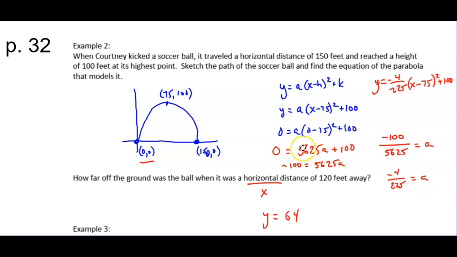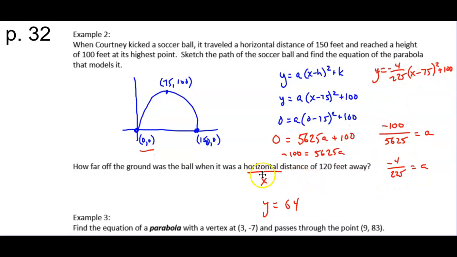So 75 squared is 5625, that attaches to A. 100 then gets subtracted over, we divide by 5625. I've reduced it here to 4 over 225 just by dividing both parts by 25, and that becomes my coefficient and my stretch factor. So now, to answer the second question, horizontal distance of 120 feet away, that's my x because it's horizontal. So I put 120 in for x, enter all of that into the calculator at once, and it'll give me an answer of 64.